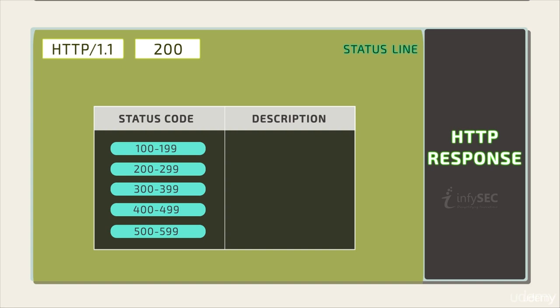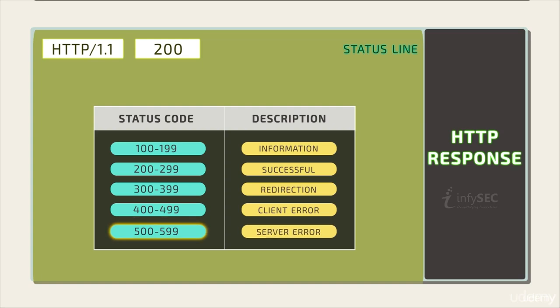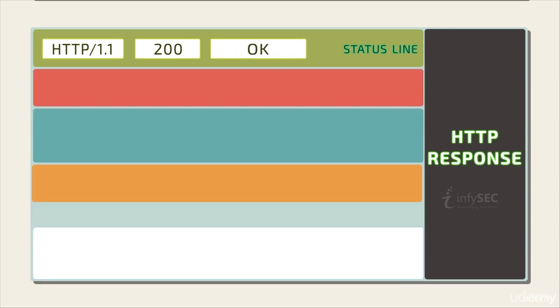If the status code falls between 100 to 199, it is meant for experimental purpose. 200 to 299 shows successful page access. 300 to 399 denotes redirection of the request. 400 to 499 denotes client errors, and 500 to 599 denotes server errors. Reason phrase. A brief description of the status code. For example, status code 404 denotes client error and the corresponding reason phrase is page not found.